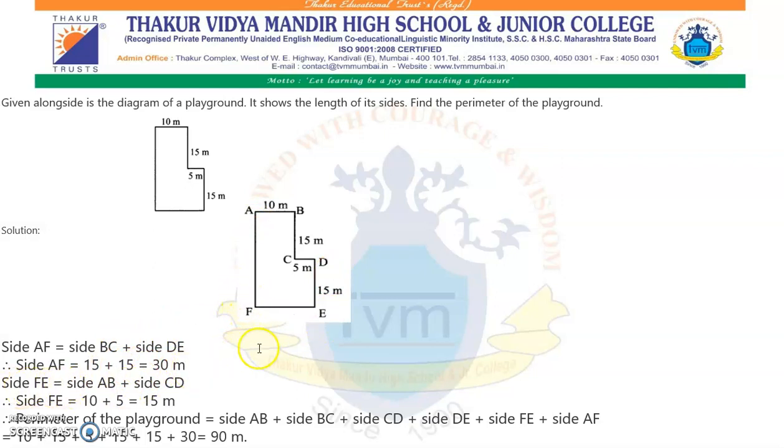So, length of AF is equal to 30. Side FE is equal to side AB plus CD. AB given 10, CD given 5. 10 plus 5, 15 meter. Therefore, perimeter of playground is equal to side AB plus side BC plus side CD plus side DE plus side EF plus side FA. Substitute the values. 10 plus 15 plus 5 plus 15 plus 15 plus 30 equal to 90 meter.